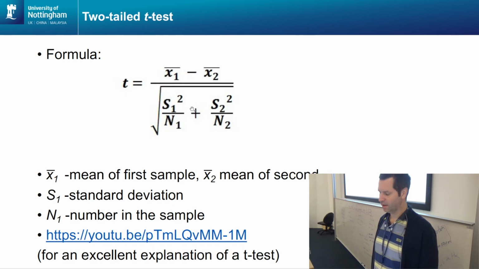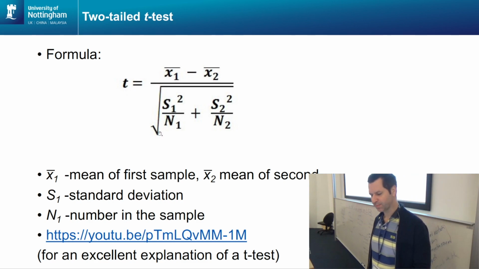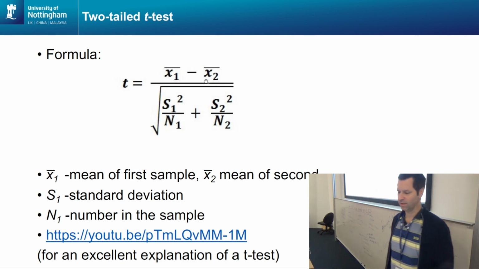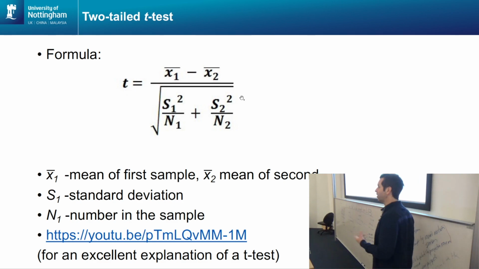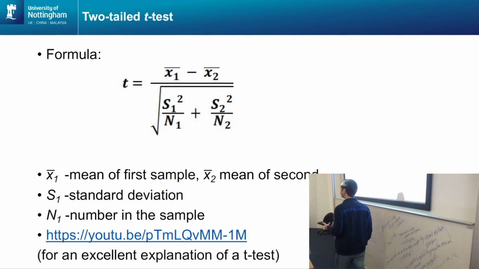Anybody know the Pythagorean theorem? You know that that's a distance, right? We add these two together. Firstly, they're squared, then they're divided, they're added, and then we take the square root. That's a distance. So we subtract the two means from each other, and then we divide by the distance, and we get the so-called t-test number.